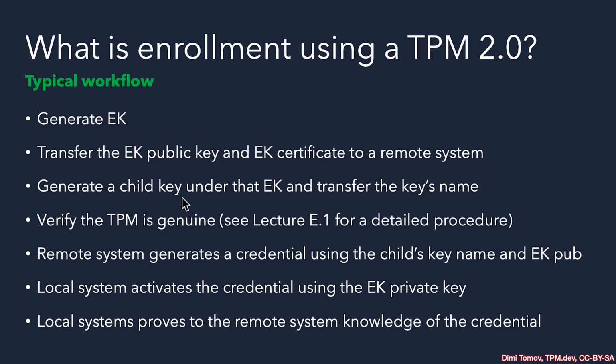Then we need to generate a child key under that EK and transfer the key's name. The key's name is a digest of the attributes of the child key, so it is also unique. That child key will be the machine identity we will use for that remote system. Why? Because the EK cannot perform signing operations. This is why we'll have a child key under the EK that can perform signing operations.